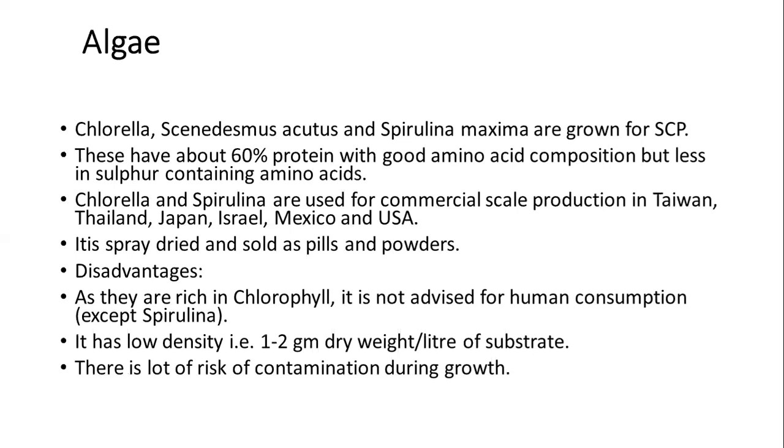Algae like Chlorella, Scenedesmus, Spirulina, and others produce the most SCP and contain 60% protein with amino acids. Chlorella and Spirulina algae are used for commercial-scale production in Taiwan, Thailand, and Japan. There are also certain disadvantages: it contains high chlorophyll, therefore it cannot be utilized by humans. It has a low density. There is a lot of chance of contamination.